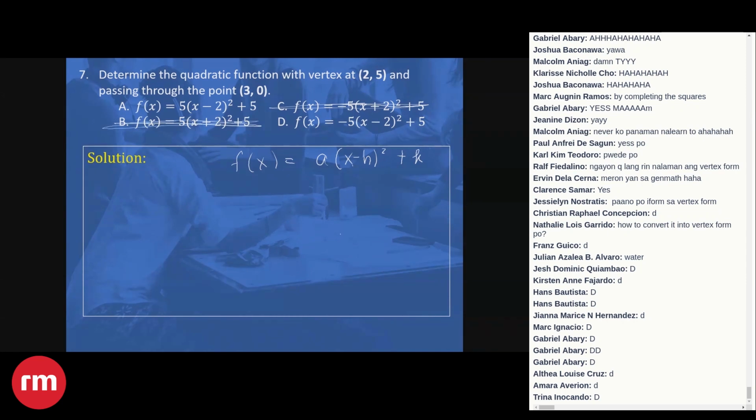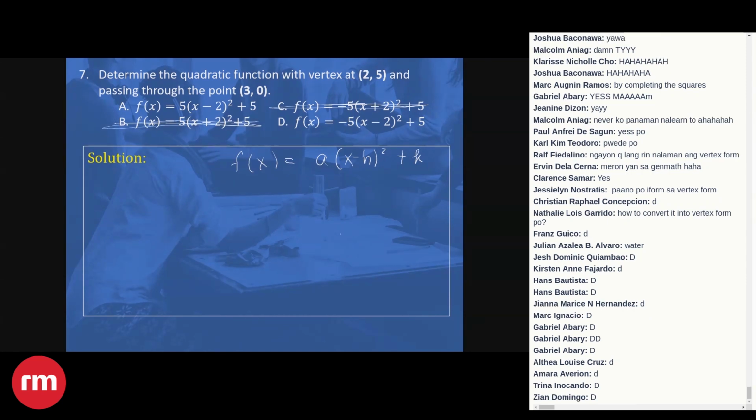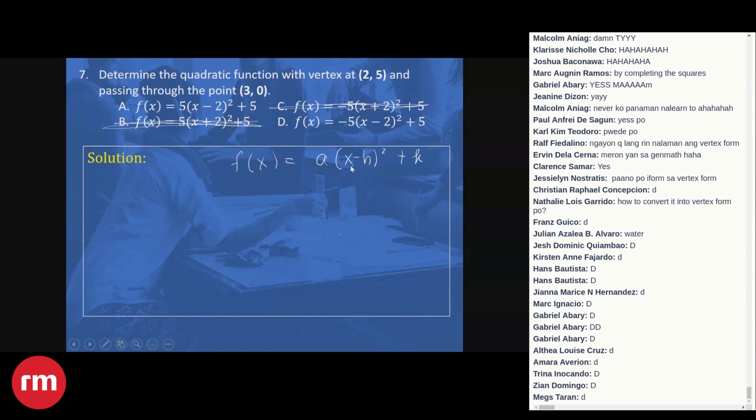Because here, in letter C and letter B, the values of h are negative 2. So since h is positive 2, our choices are only A or D. So the question now is, which of these? Your candidate equation is A, x minus 2 squared plus 5. To complete the definition of our quadratic function, you need to find the value of a.